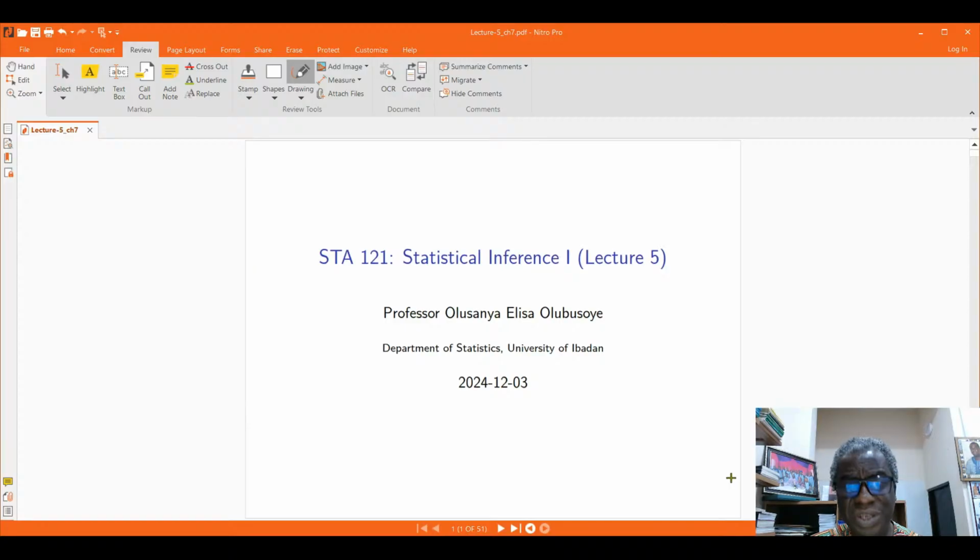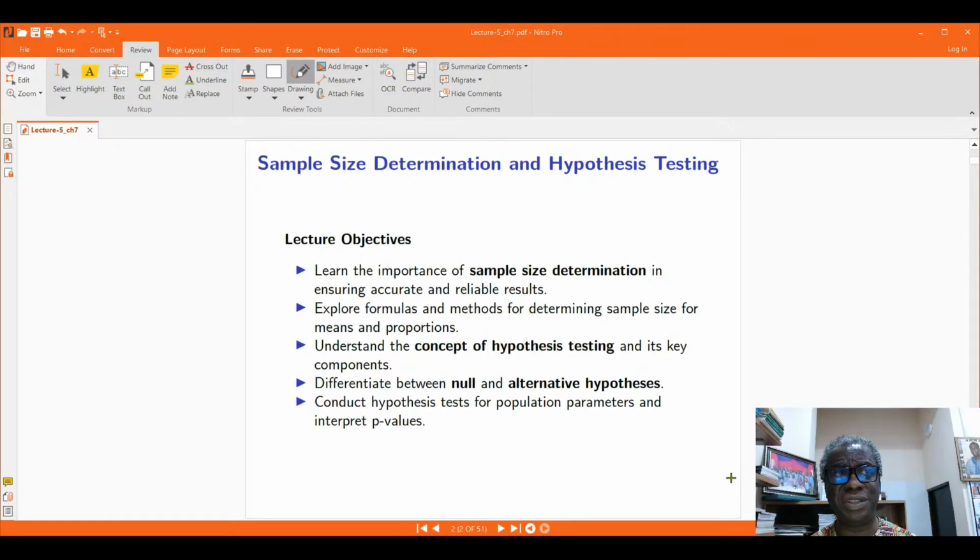Today we are going to discuss chapter 7 of the course textbook, which focuses on sample size determination and hypothesis testing. Already you have seen the lecture outline and the specific objectives for the lecture.